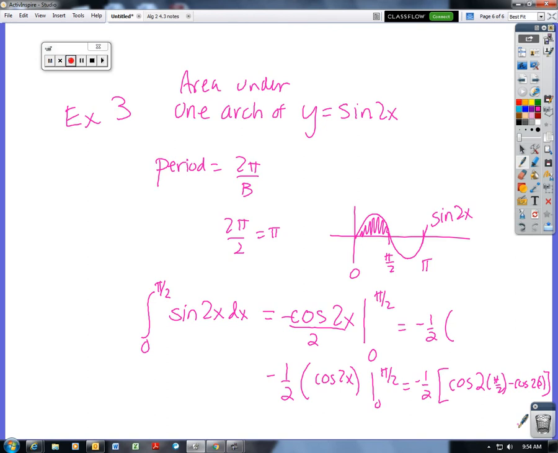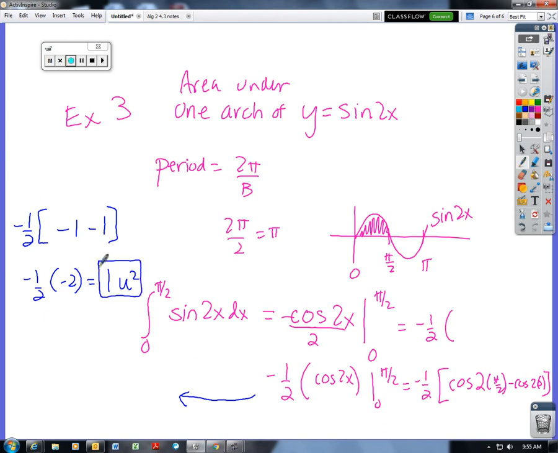So I'll change colors so you can see where I'm at here. Negative 1/2, bringing that along. So I'm going to have the cosine of pi, and that's going to be negative 1. And then I've got the cosine of 0, which is 1. So it's actually minus cosine of 0. So that's negative 1/2 times negative 2, so therefore the area is positive 1 units squared.